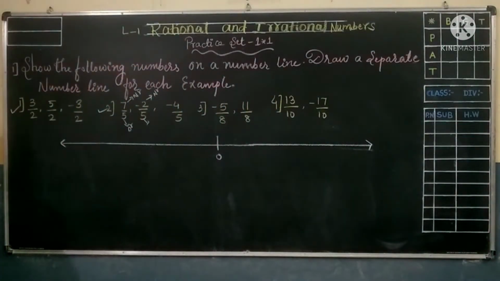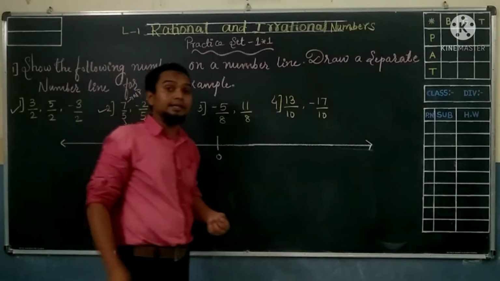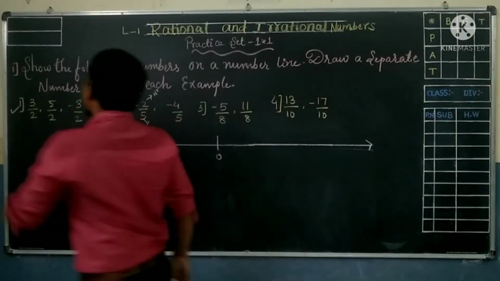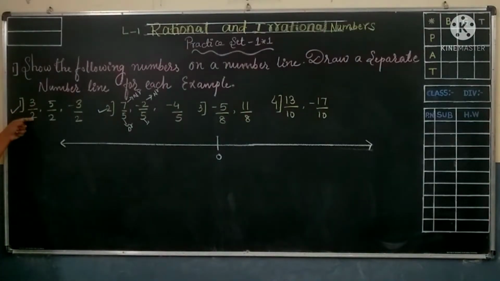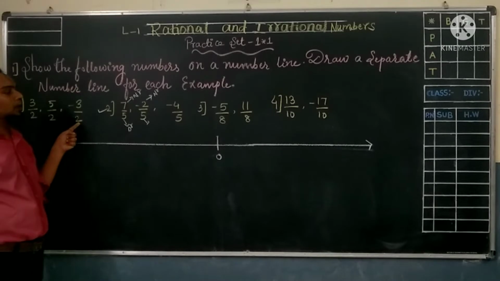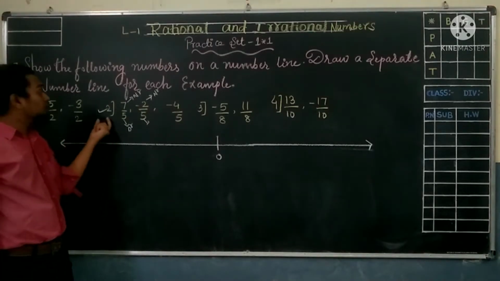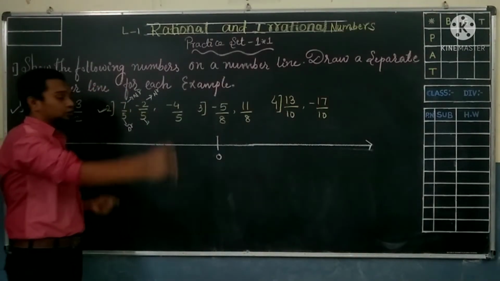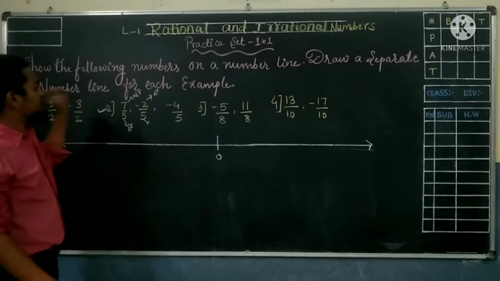This is the first question. Last class we already did the first question, that is 3 upon 2, 5 upon 2, and minus 3 upon 2. Now we are going to discuss the second question.